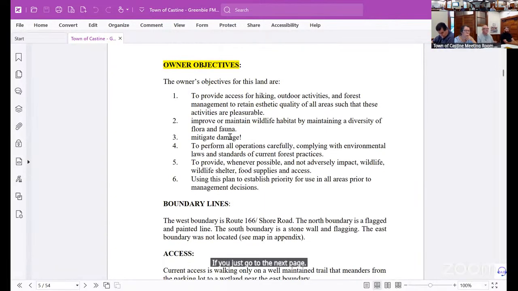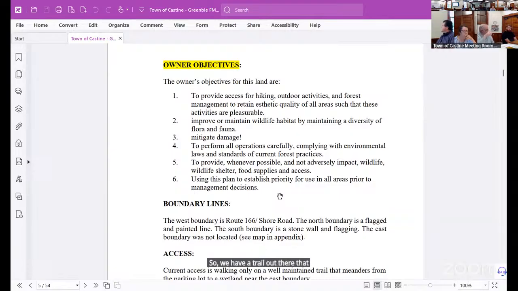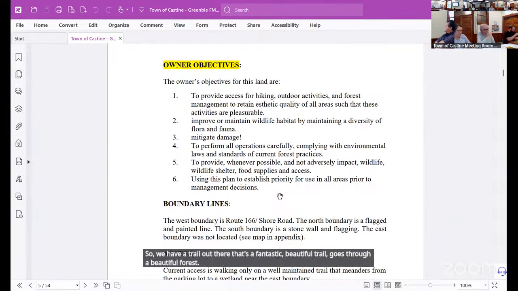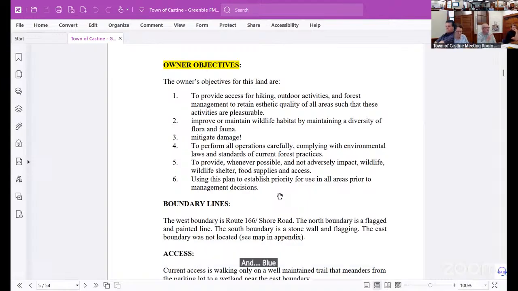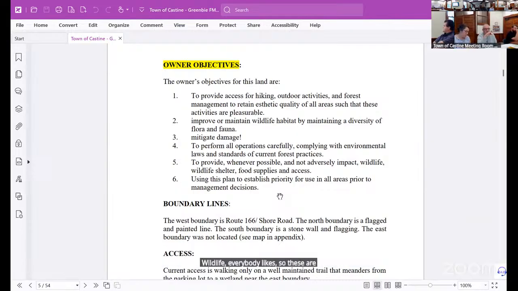So the owner's objectives, this is really nothing. This is just me pandering around. This is not set in, because really this is a town thing. But I realized that we have a trail out there that's a fantastic, beautiful trail, goes through a beautiful forest, and Blue Hill manages it, right? I don't know what your agreement is, but the trail out there, right now, currently, that would be most of what's going on. Wildlife, everybody likes, so these are just very general things.